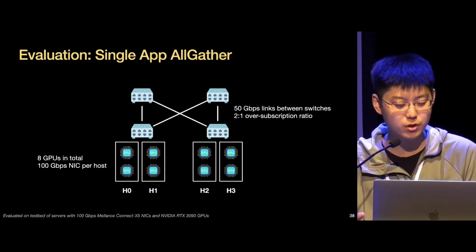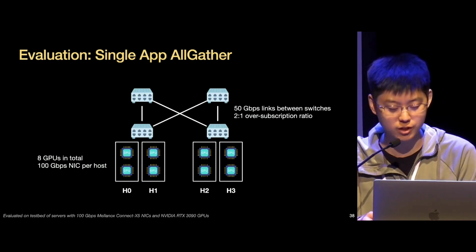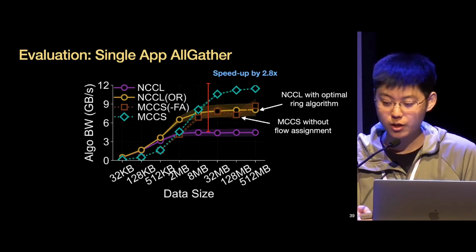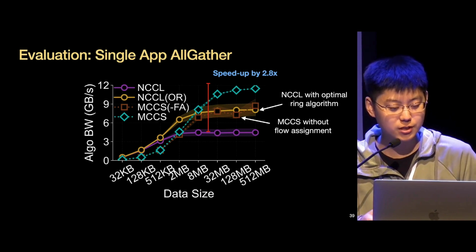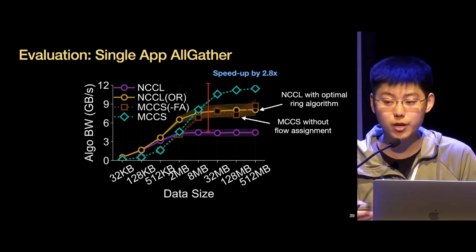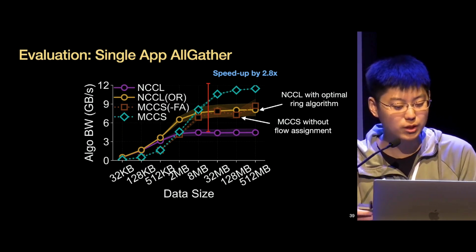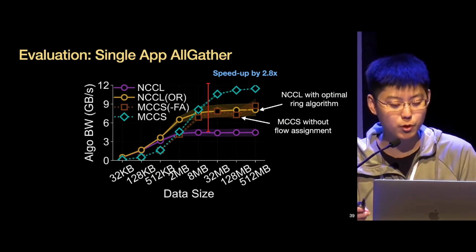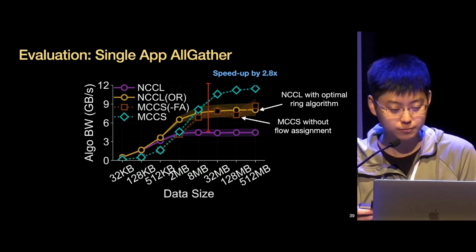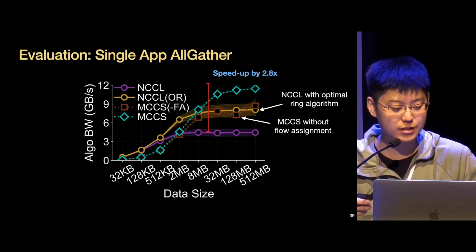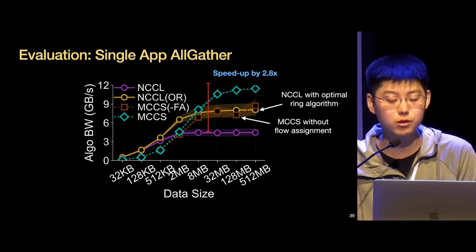The bandwidth on the links between switches is 50 gigabits per second. Compared with NCCL, MCCS achieves a speedup of 2.8 times on average. We also compare MCCS without flow assignment, which is the brown line here, to NCCL with optimal ring, which is the orange line here. We can see that MCCS has negligible overhead on larger messages.